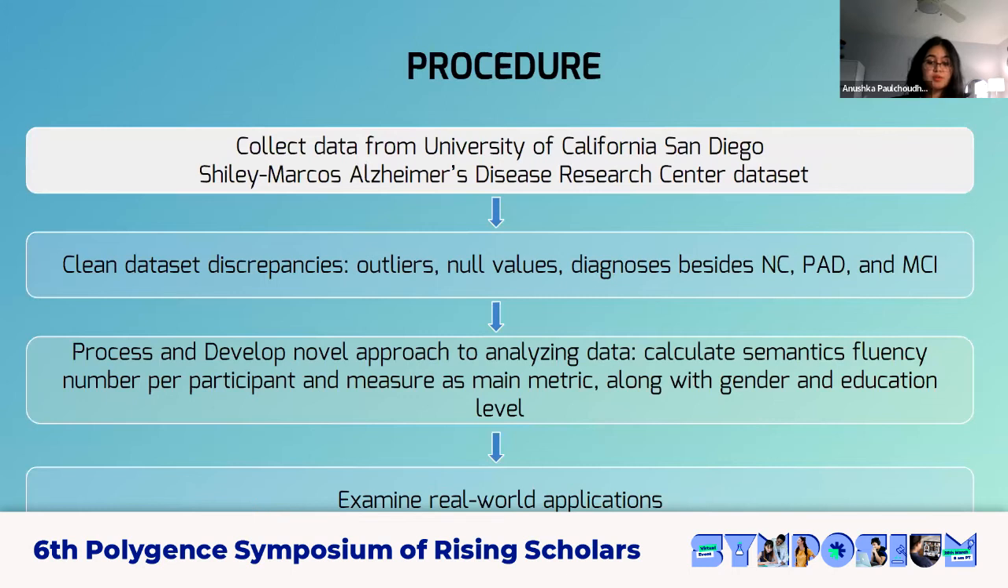Essentially, the first thing I did was collect the data from the University of California, San Diego. Then I removed data set discrepancies, including outliers, null values, and diagnoses besides normal control, probable AD, and MCI, since I wanted to analyze the difference between those three groups first. Then I processed and developed a novel approach to analyzing the data, which was calculating semantic fluency numbers per participant and measuring it as a main metric along with gender and education level. And then I will examine real-world applications.